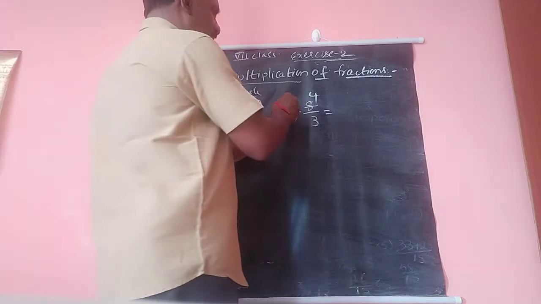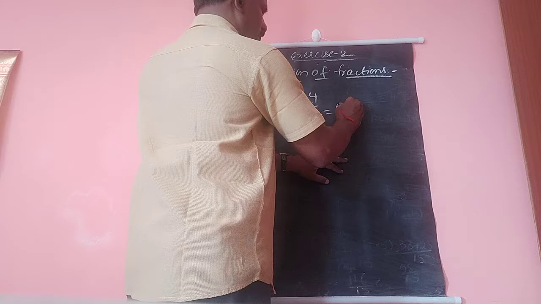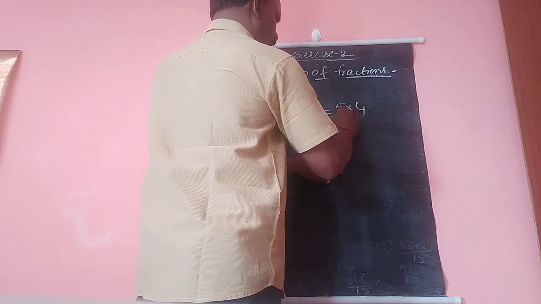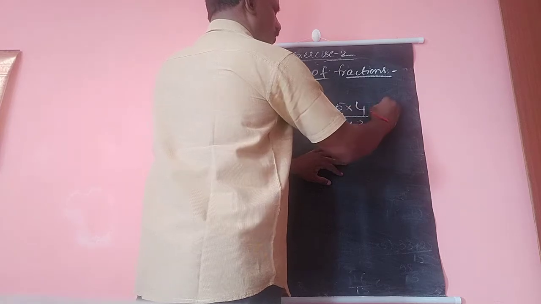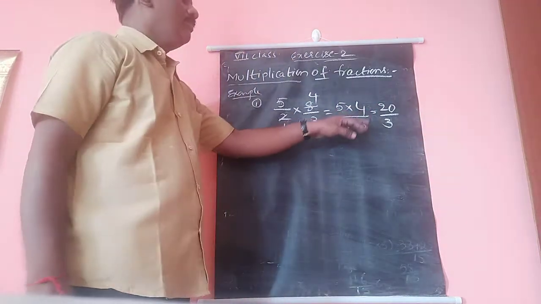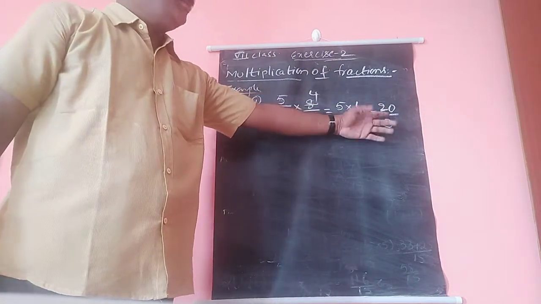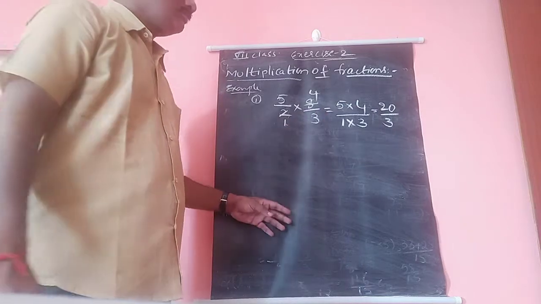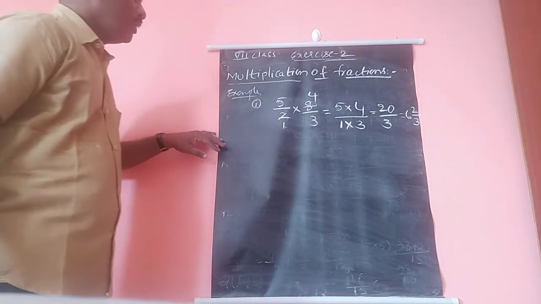Now, 5 into 4 by 1 into 3. 5 fours are 20, by 3 ones are 3. 20 by 3, this is the answer. If you want, it can be changed into a mixed fraction also, very simple: 6 2 by 3. Now one more problem.